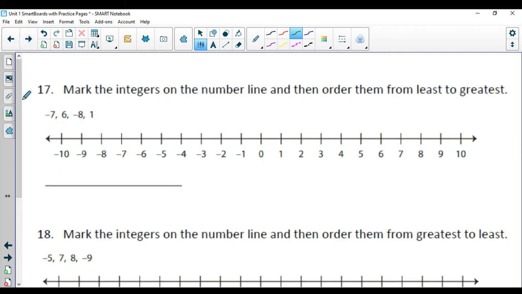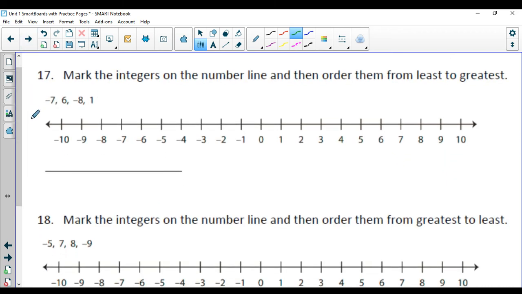The last two questions that we have are about marking the integers on the number line first and then ordering them. So -7 is our first mark, 6 is our next mark, -8, and then a 1. So we're going to see all of those. This is asking us to go least to greatest, left to right. So we're going to have -8, -7, 1, and then 6.